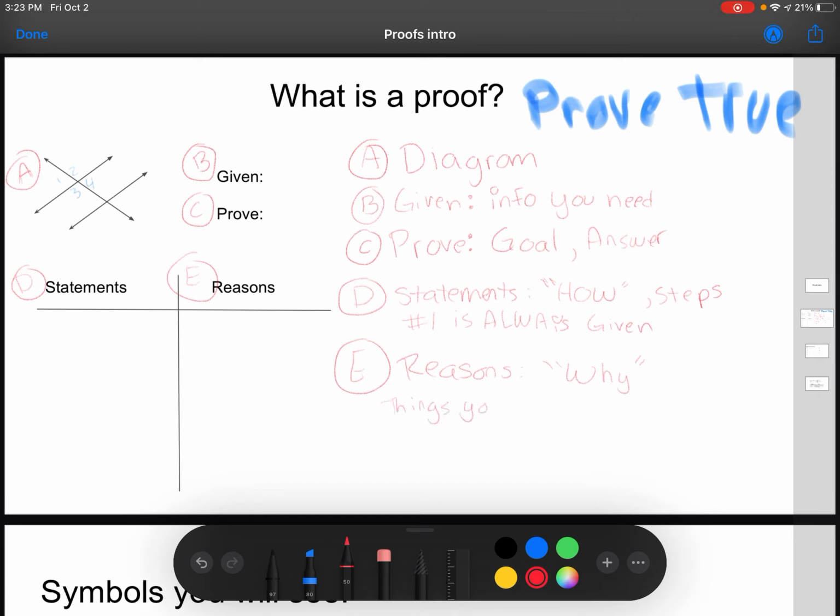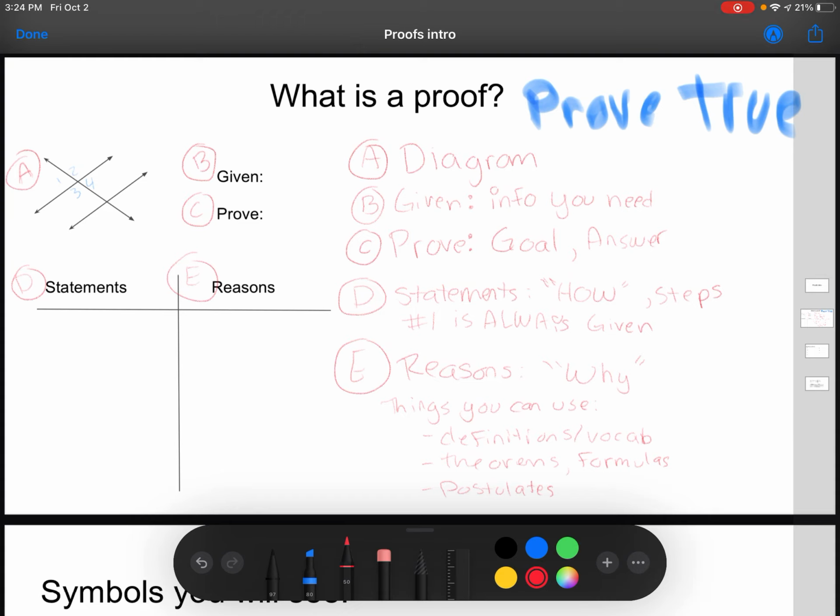use. You can use definitions or vocab terms that we've gone over. You can use theorems or formulas. You can use postulates. We haven't done any of those yet. We will be. Postulates will be allowed to go in there.